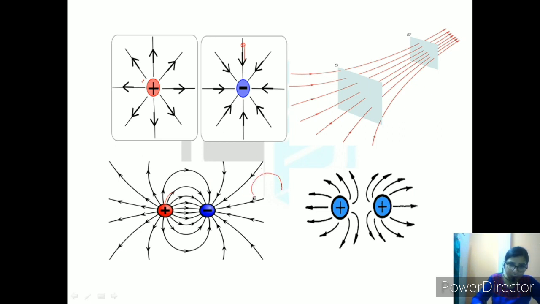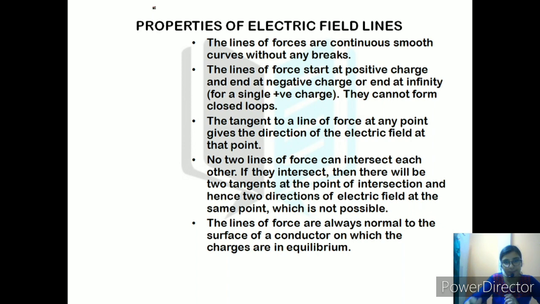That means it is a smooth continuous curve without any cracks in the middle, right? It is a smooth continuous curve, but it does not form a closed loop. In this case positive and negative, it starts from positive, ends in negative. But what happens if we only have the positive charge? In this case it will start from the positive charge and it will end in infinity. Clear? So let's discuss the properties of the electric field lines.